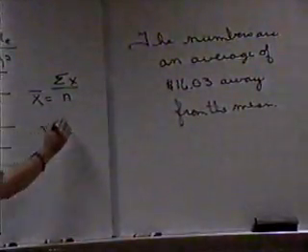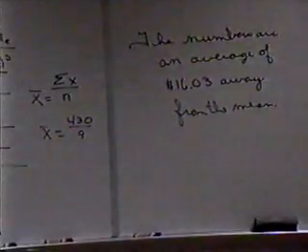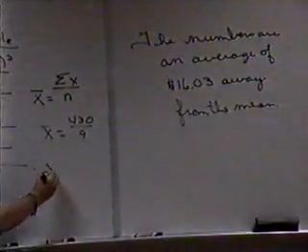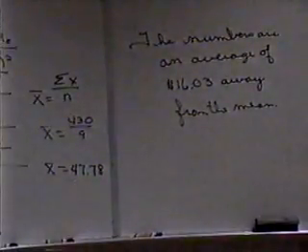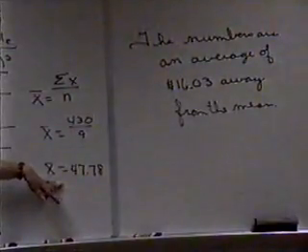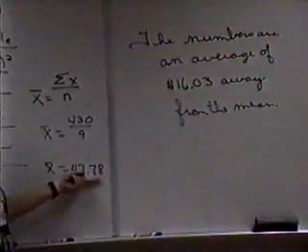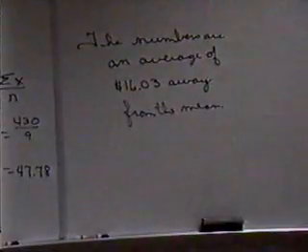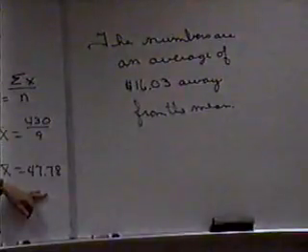The sum of the x's was 430. I want to take that number and divide by n. N is 9 because we have 9 numbers. So the average is 47, and I'm going to round it to 2 decimal places, $47.78. So the average cost of a speeding ticket was $47.78. Now, if the average cost is $47, and the numbers are an average of 16 away from that cost, 16 away from 47 is a large difference.